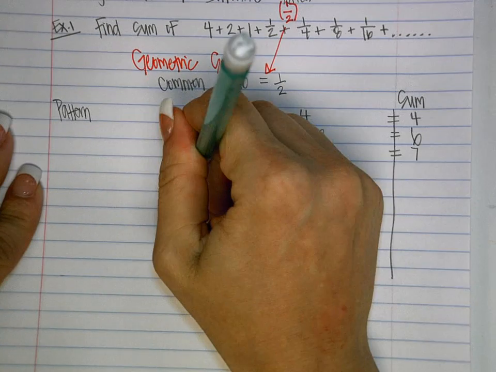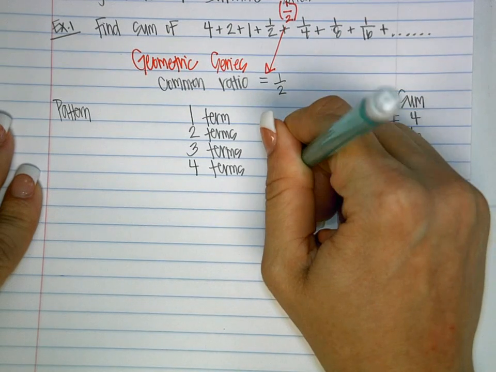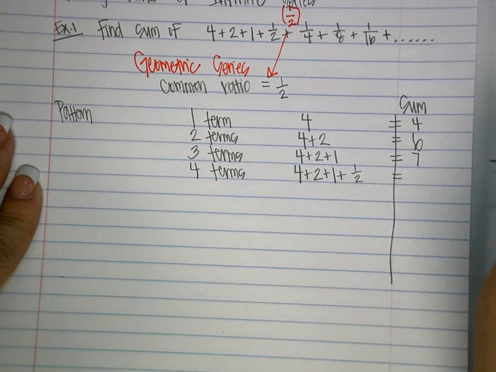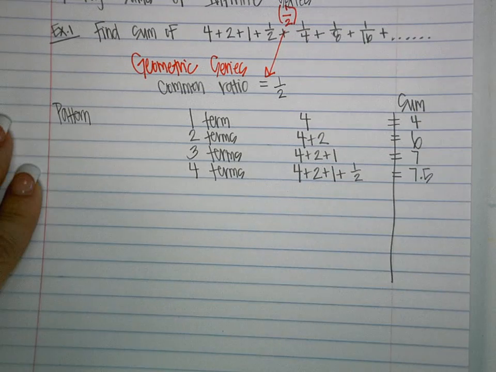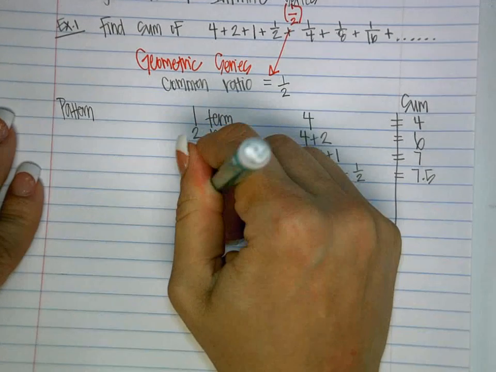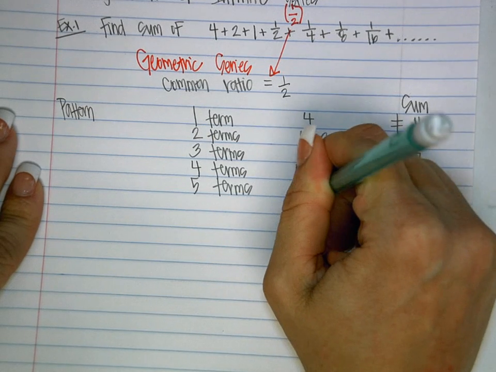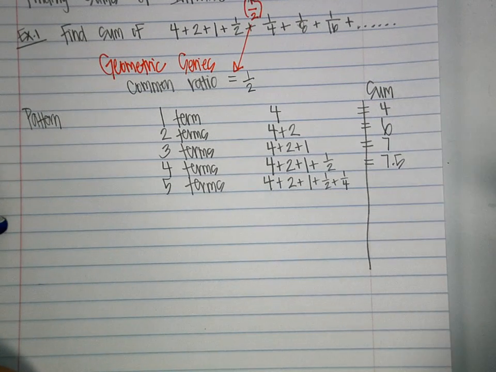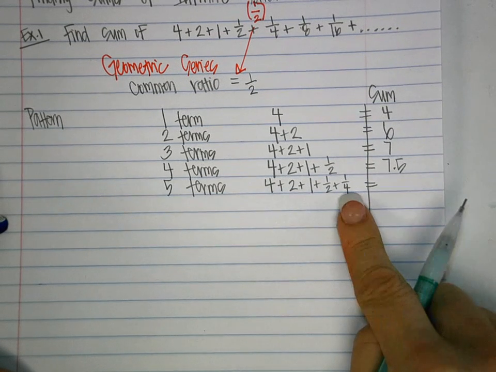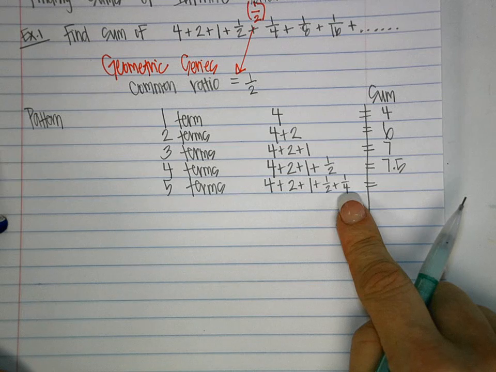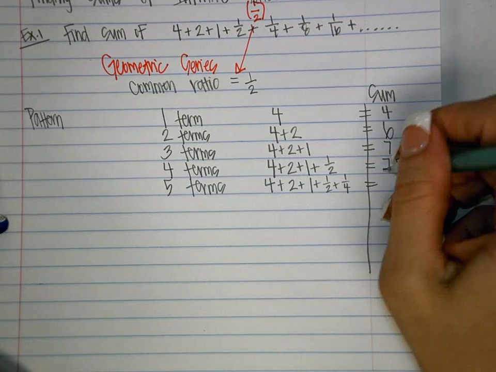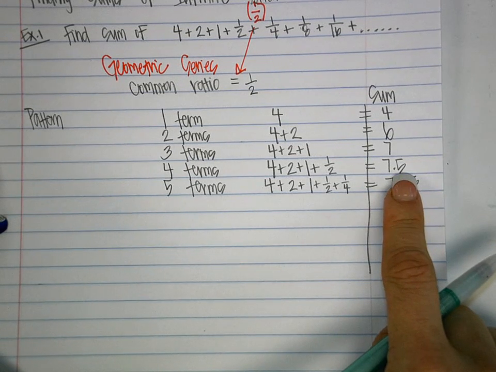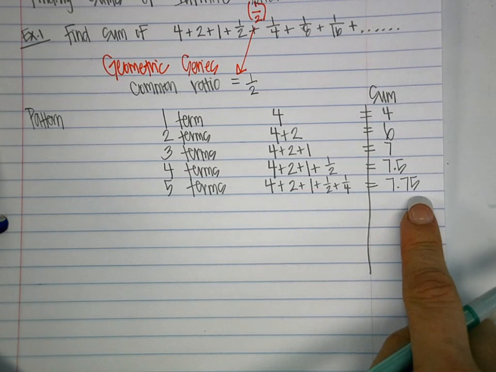7. How about if I add the first 4 terms? That's really 4 plus 2 plus 1 plus 1/2. What's 4 plus 2 plus 1 plus 1/2? 7.5. So let's just say 7.5 because it's a little bit easier instead of writing mixed numbers. What if we got the first 5 terms? First 5 terms would be 4 plus 2 plus 1 plus 1/2 plus a fourth. It's basically 7.5 plus 1/4. 7.75. Think like dollars: $7.50 plus a quarter is $7.75, right?